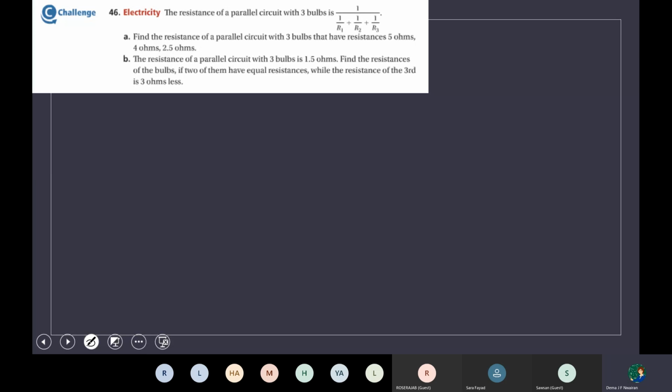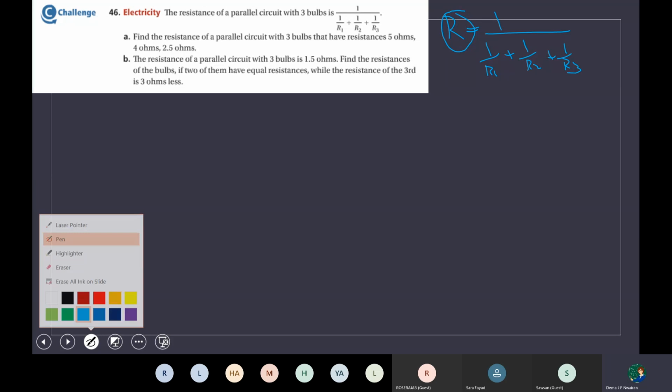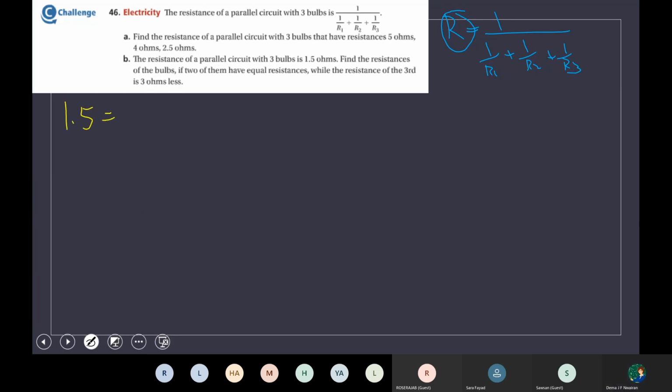Let's now do B. In B, he told you that the resistance of a parallel circuit of 3 bulbs is 1.5. So we said before that R is equal to 1 over (1 over R1 plus 1 over R2 plus 1 over R3). He told you that the resultant R is given, which is 1.5. The resistances of the bulbs are unknown, but you know that R1 is equal to R2, because he told you that two have equal resistance.